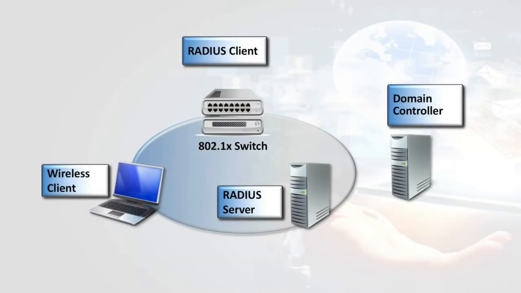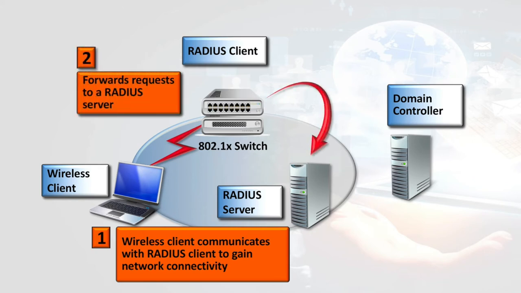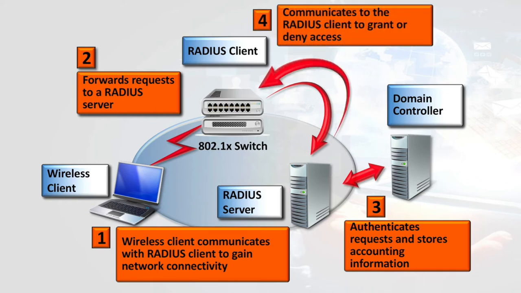So let's say that you have a wireless client. That wireless client communicates with a Radius client to gain network connectivity. Then that client forwards the RADIUS request to the RADIUS server. The RADIUS server will then authenticate the request against the stored accounting information that it has in its database. And then finally, it communicates back to the RADIUS client to either grant or deny access to the network.